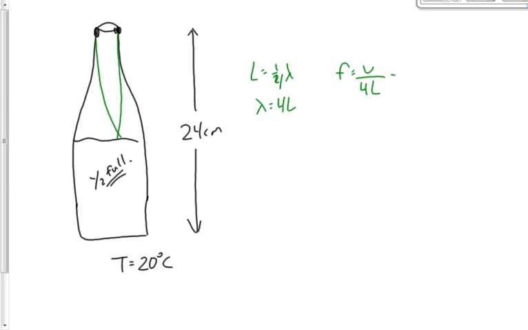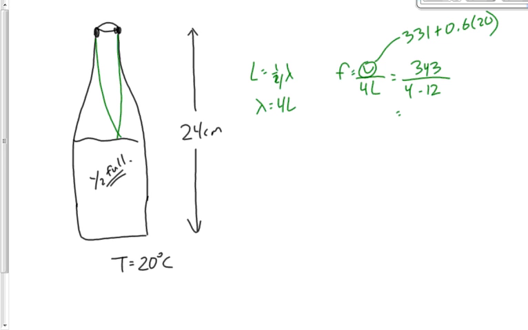Let's figure out what the frequency is here now. V is going to be 331 plus 0.6 times 20, which gives me 343. And we divide that by 4 times the length. What is that going to be? 0.24? 0.12, right? We want the length of the air column. It's not 24 centimeters. Okay, that's a bit of a trick. The length of the air column is 12 centimeters. The sound reflects off of the boundary between the air and the pop, right?